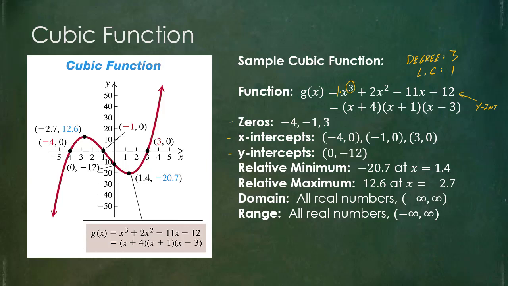And then everything from here, looking at our graph, I have a relative minimum at a low point, so that looks like the y value of -20.7 at the x value of 1.4. Then a relative maximum is a high point, so off a little bit further to the left, a value of 12.6 when the x value is -2.7. And as we can see with this one, domain is all real numbers once again, because the arrows do continue on forever to the left and right, as well as forever up and down, so our range actually happens to be all real numbers as well.